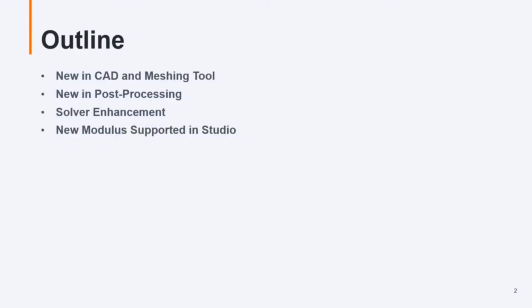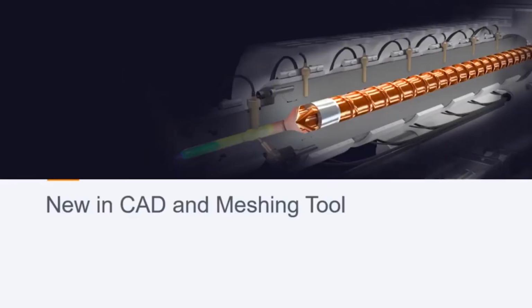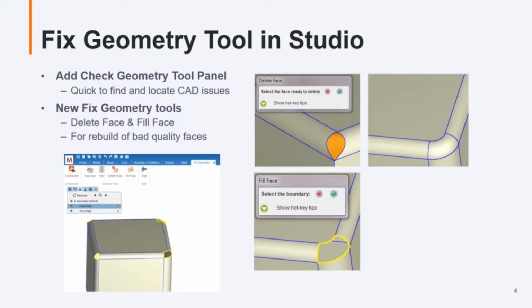Okay, this is the outline today. First, I will show you what is the new function, where to find the new function in pre-processing and post-processing. And then what is the enhancement of our solver, and at the end, what are the new modules supported in Studio. The first one, the new function in CAD and the meshing tool.